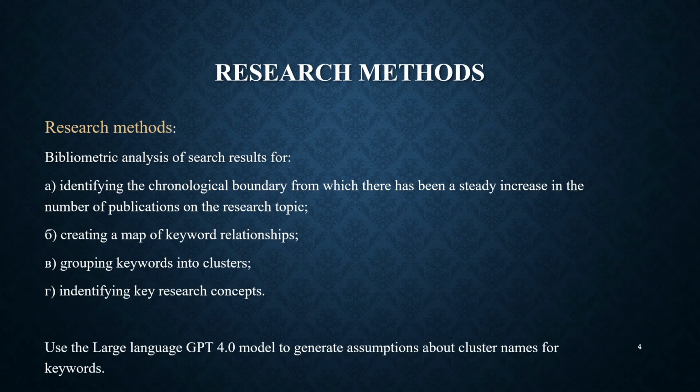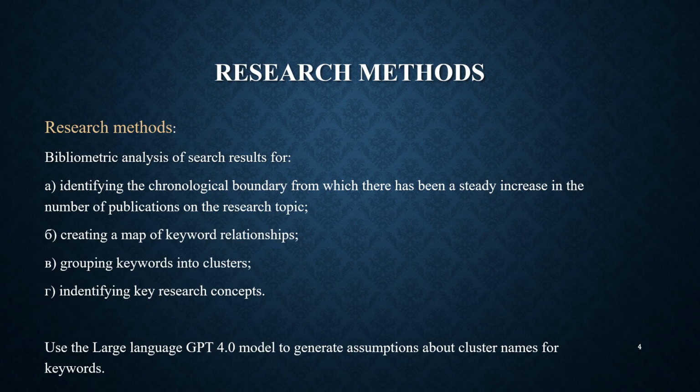The research methods used were: bibliometric analysis of search results for A, identify the chronological boundary from which there has been a steady increase in the number of publications on the research topic; B, creating a map of relationships between keywords; C, grouping keywords into clusters; and D, identify key research concepts. Language models like GPT-4 and others were also used to generate assumptions about cluster names for keywords.